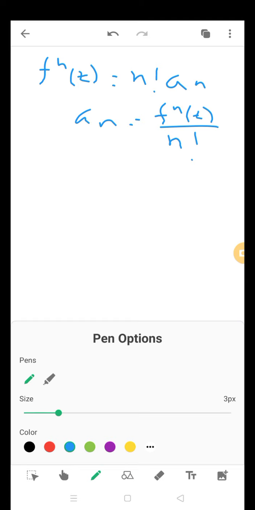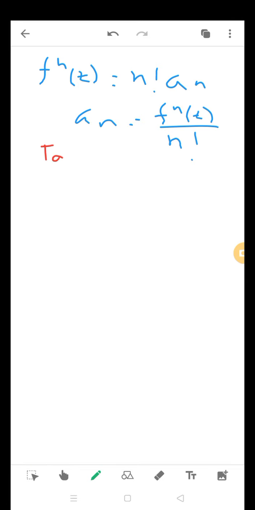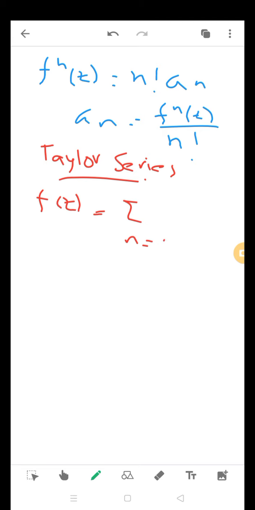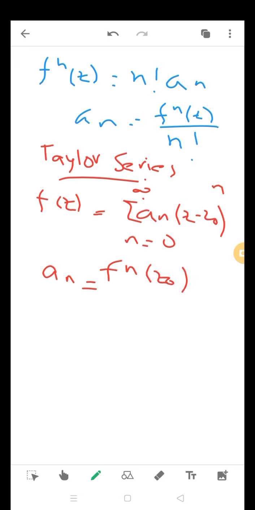Now lastly, coming to the Taylor series, Taylor's theorem, I can call it. The function f of z can be written as the sum from n equal to 0 to infinity. So it is not minus infinity to plus infinity as in the case of the Laurent series. So an into z minus z0 to the power n, where an is equal to f n of z0 divided by n factorial, that we have previously found out.